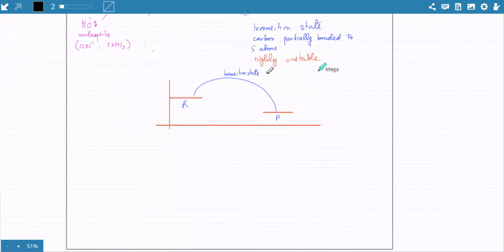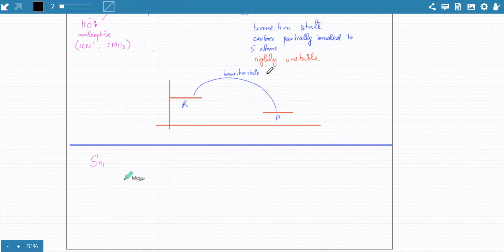So remember, this is for primary halogenoalkanes. We can now have a discussion for tertiary halogenoalkanes, and that's known as SN1. So the tertiary halogenoalkanes mechanism.